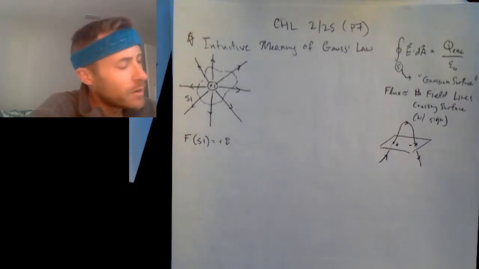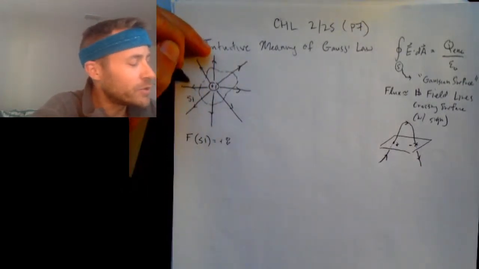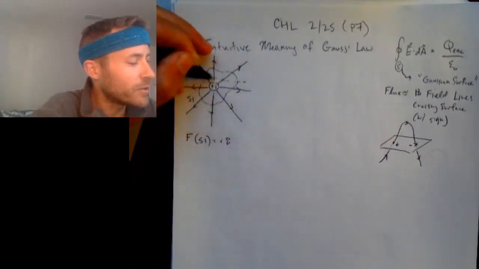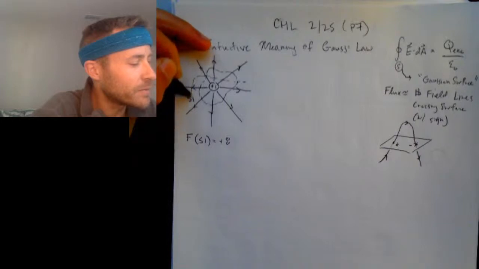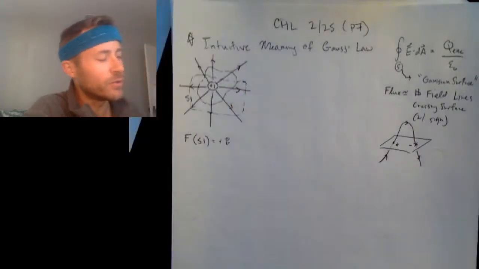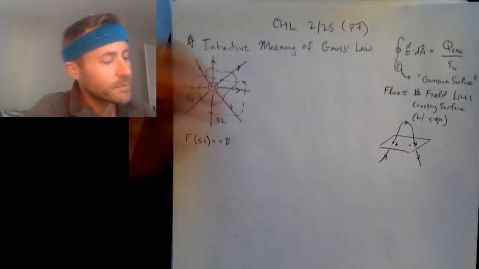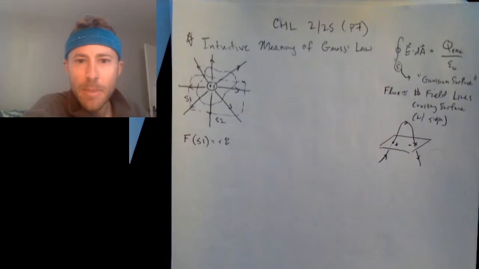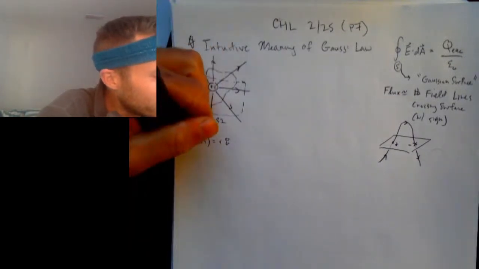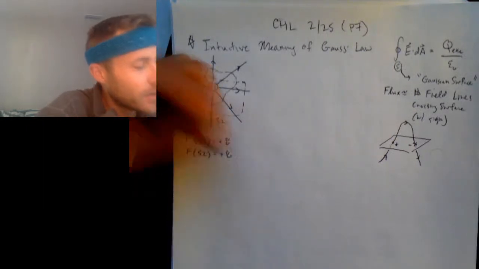You could check for yourself that if you change the shape of the surface, so maybe I make another surface that looks like this, as long as the surface encloses the charge, I'll call that S2. The flux through surface 2 is also 8.